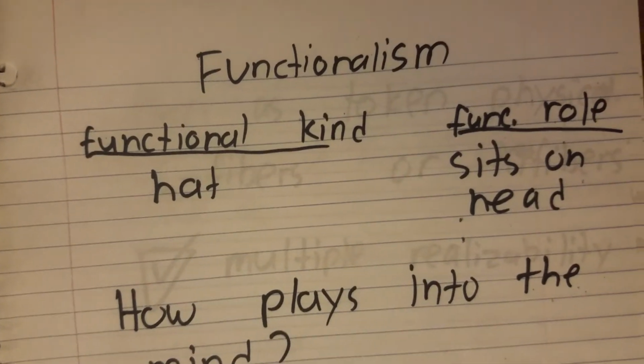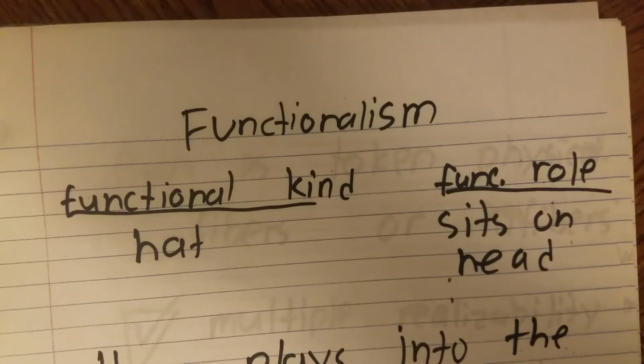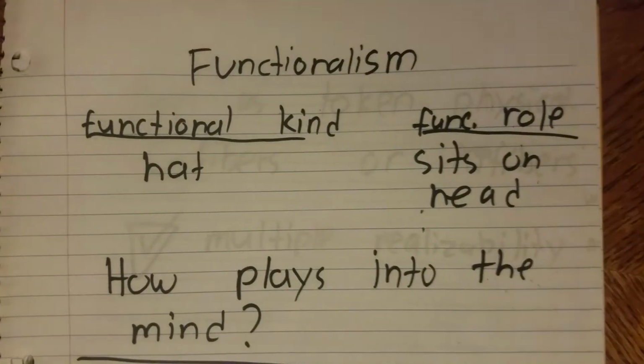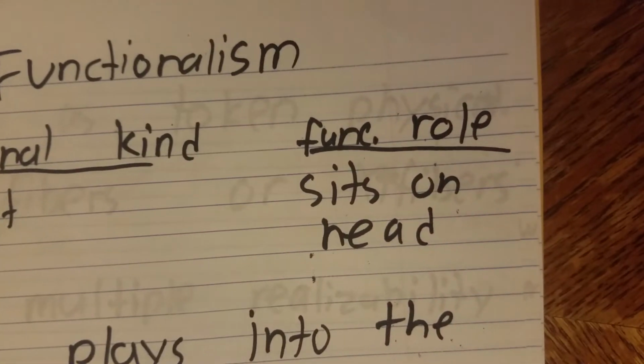Functionalism. To understand functionalism, we need to understand a function. One example of this is a hat. A hat can take on different shapes, sizes, and styles. As long as it's something that sits on the head, we understand it as a hat. Here, the functional kind is a hat because it can take on different kinds, and the functional role is to sit on the head.